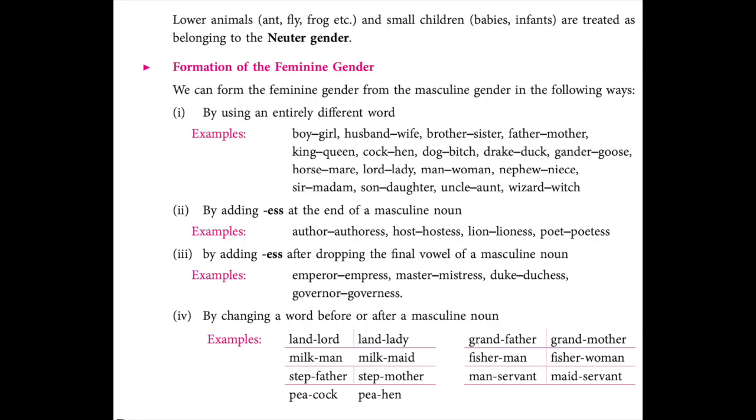By adding ESS at the end of the masculine noun, we can also change it into a feminine noun. For example, author, authoress, host, hostess, lion, lioness. By adding ESS after dropping the final vowel of the masculine noun, we can also change it into a feminine gender. For example, emperor, empress, master, mistress, duke, duchess, governor, governess.